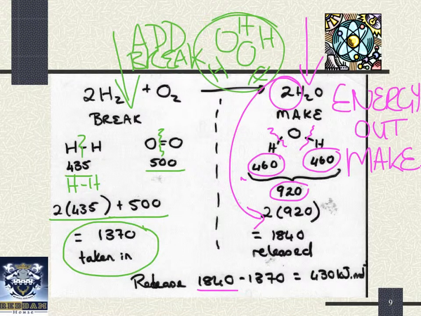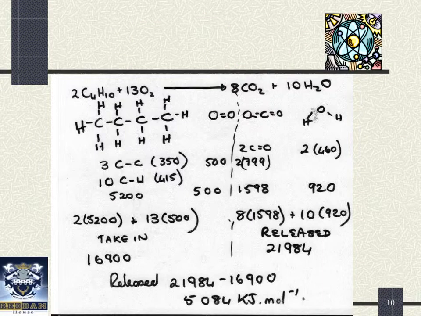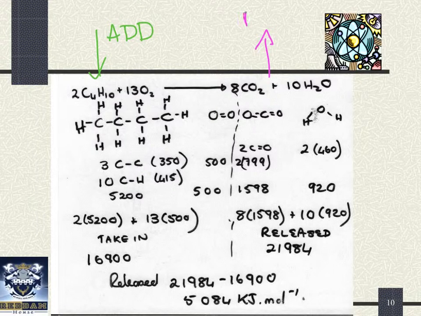I put in, so let's say, you can talk about it as money. I got 1,840 out of the deal. I invested 1,370 into the deal, so I've made a profit of 430 kilojoules per mole. That is my net energy released. Let's try another example. Remember, I add energy in, and when I make the product, energy is released.